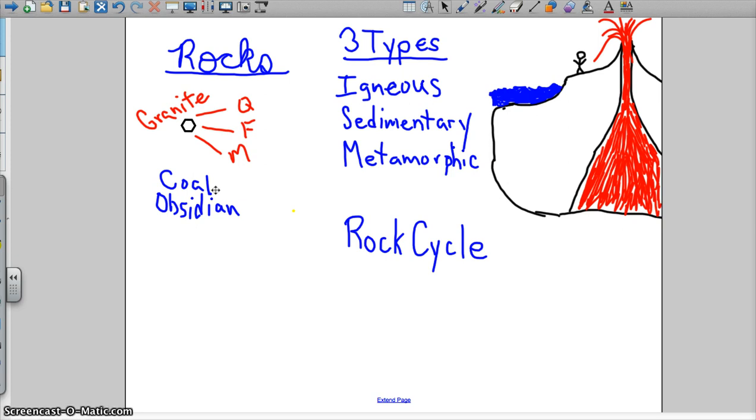Now let's start talking about the three different types of rock. And that's where we'll spend most of our time today. Three different types of rock: we have igneous, sedimentary, and metamorphic. Now, igneous rocks we'll talk about first. They are formed when lava or magma cools.